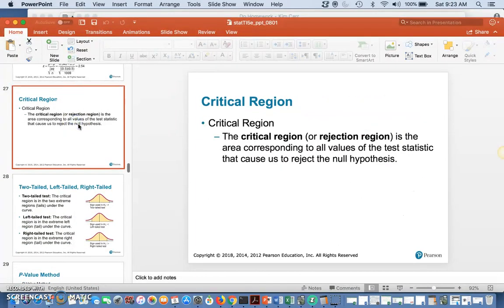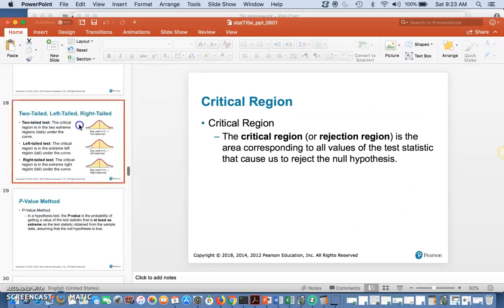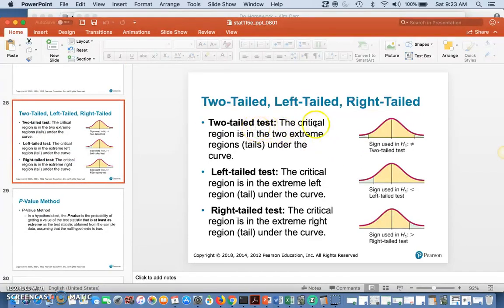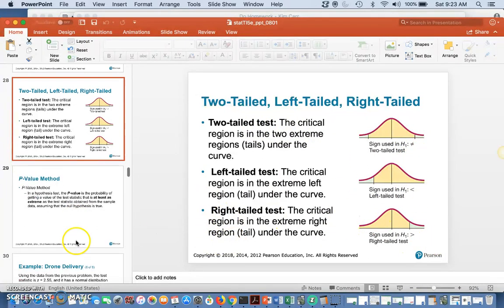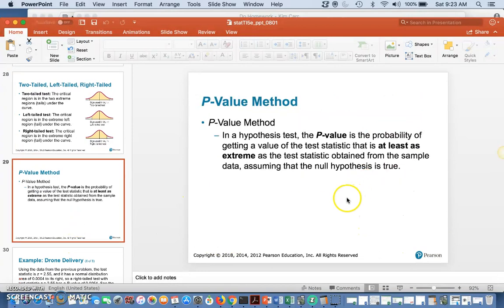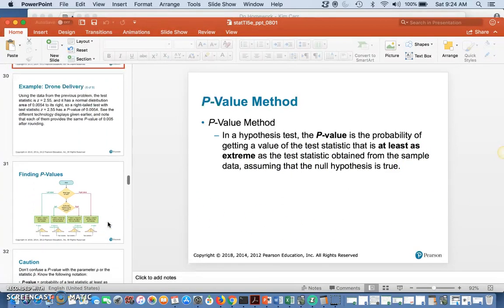We could talk about critical regions. When you're dealing with hypothesis testing, you have two-tailed when it's not equal to, left tail when you're dealing with less than, right tail when you're dealing with greater than. There's a p-value method, which is the probability of getting a value of a test statistic that is at least as extreme as the test statistic obtained.